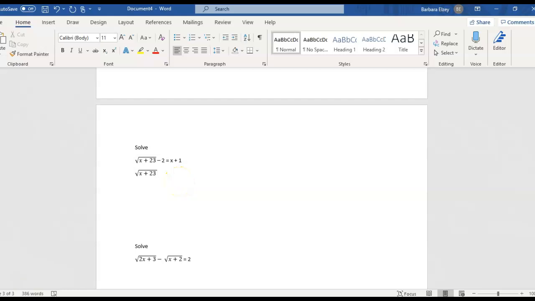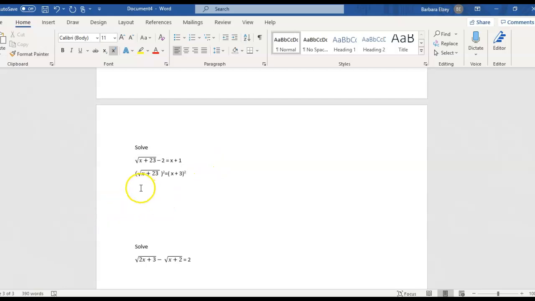When I move the 2 over, it'll become a positive 2, so I'll add it to the 1, and it gives me x plus 3. Now it's just like the last problem. Our next step is to raise it to the power that eliminates the radical. So a square root will be eliminated by a square, so I'm going to raise both sides to the second power. Raise that to the second power, and then don't forget to raise this side over here to the second power.